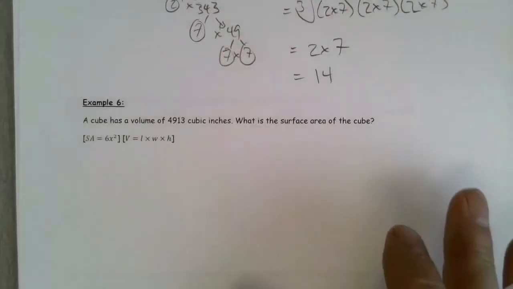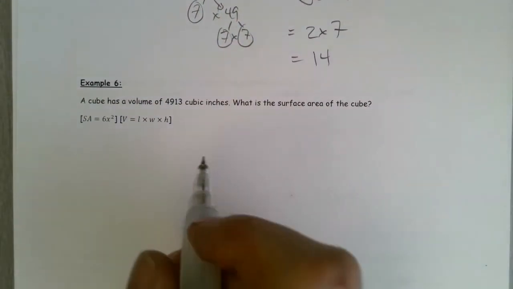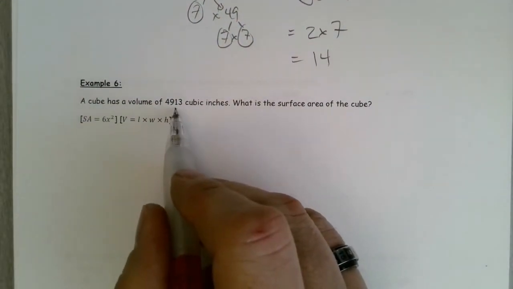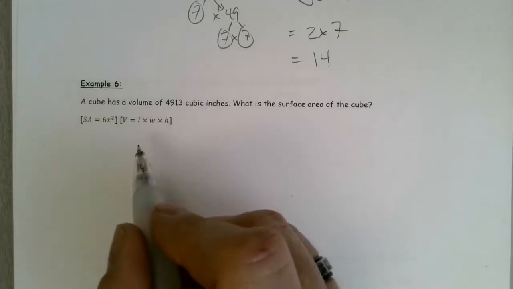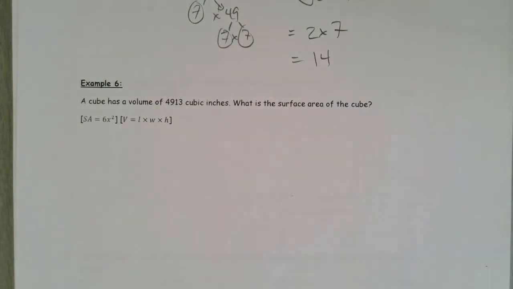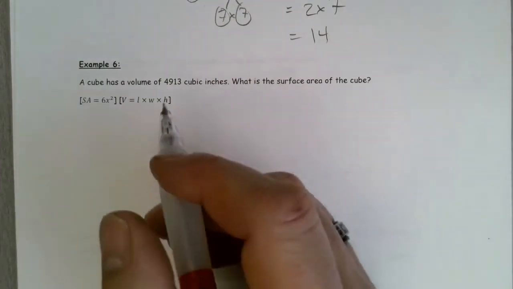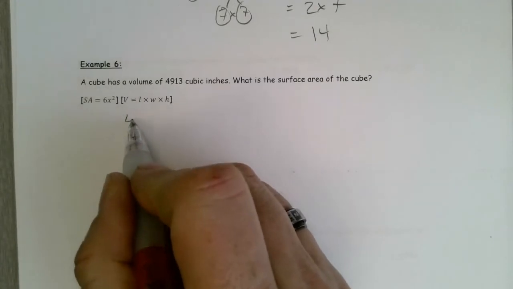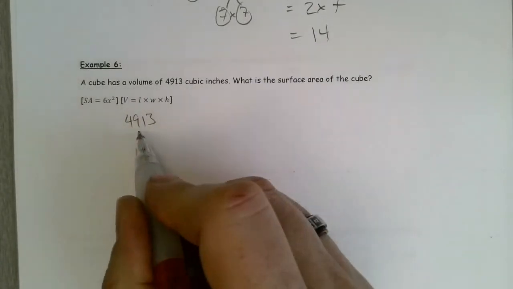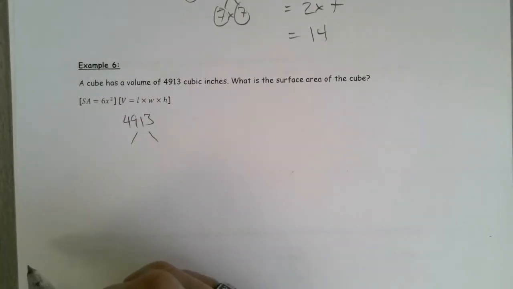And then finally, one more example. A cube has a volume of 4,913 cubic inches. What is the surface area? Actually, that makes me wonder if I did that other question wrong. Just hold on one second. I want to make sure that... No, that's fine. What is the surface area? Okay, this is taking us one step further. We'll talk about that in just a moment. So first of all, though, we've got to figure out what the cube root is going to be.